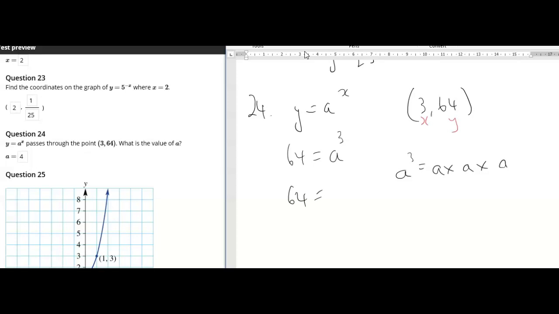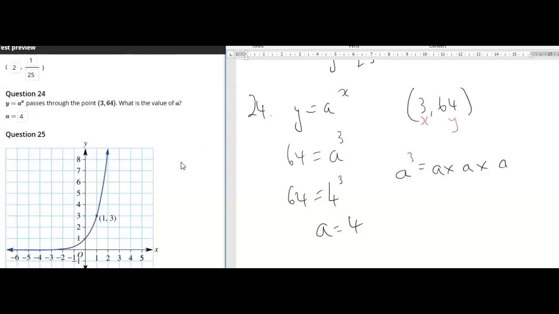So we did this before. 2 cubed is 8, 3 cubed is 27, 4 cubed is 64. So your answer is going to be 4 to the power of 3. So your value of a is 4.